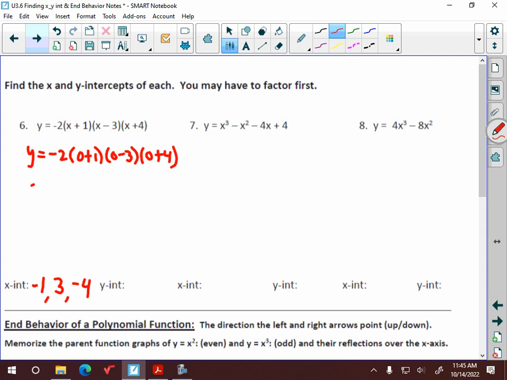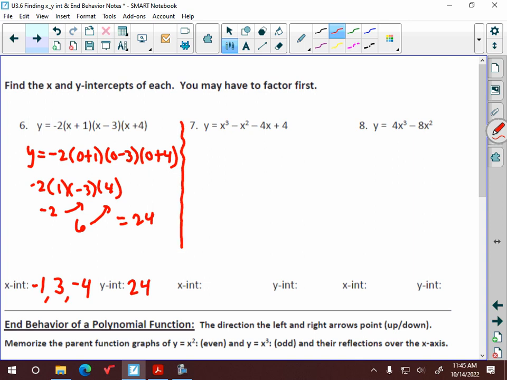All right, so we simplify this down, and then multiply it out. Negative 2 times 1 is negative 2, times negative 3 is positive 6, times positive 4 is 24. All right, number 7.